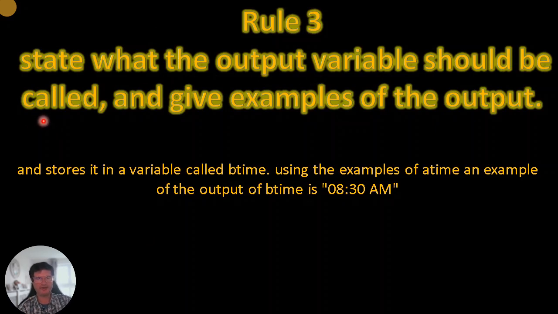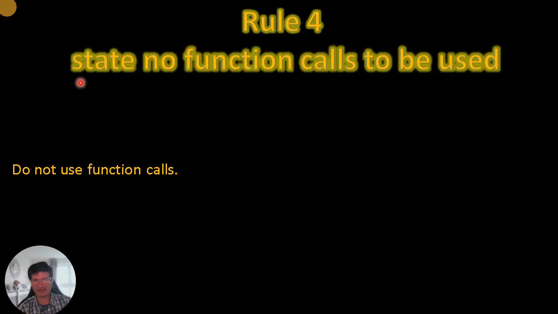On to rule 3, we state what the output variable should be called, and that's really important for non-coders because you'll very easily be able to see where the answer is that you want. And we also need to give it examples of the output. So what result are we wanting? So here we've got it and stores it in a variable called btime. Using those examples that we've given it, an example of the output would be 8:30 a.m.